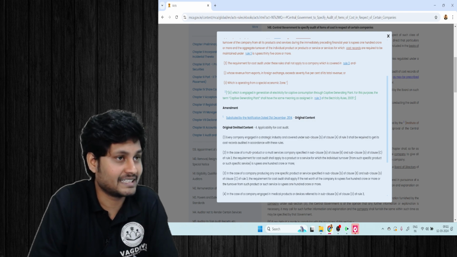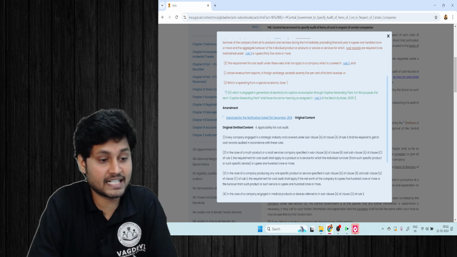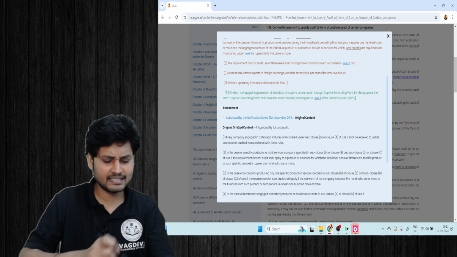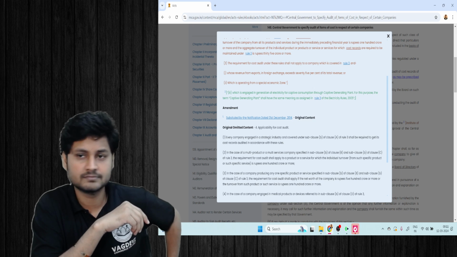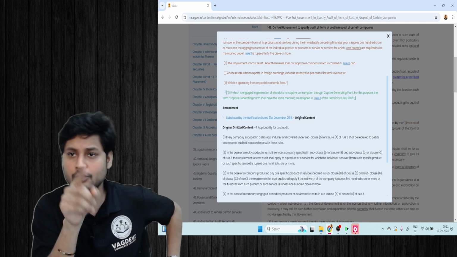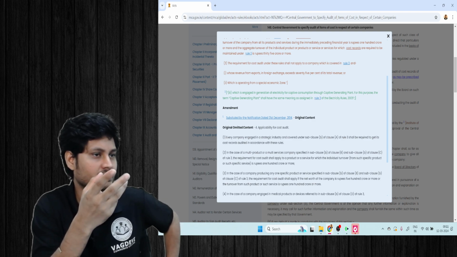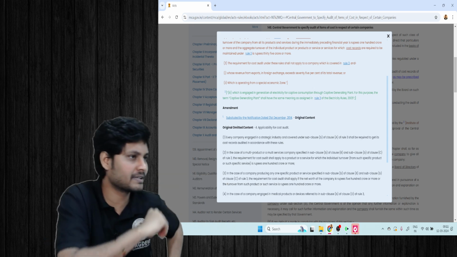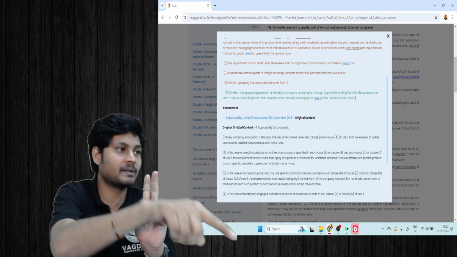Come to point number 3. A company which is engaged in generation of electricity. Generally, generation of electricity comes under the regulated sector, and it is covered under rule number 3. And if its turnover crosses the prescribed limits, cost records maintenance is applicable, and cost audit may also be applicable.